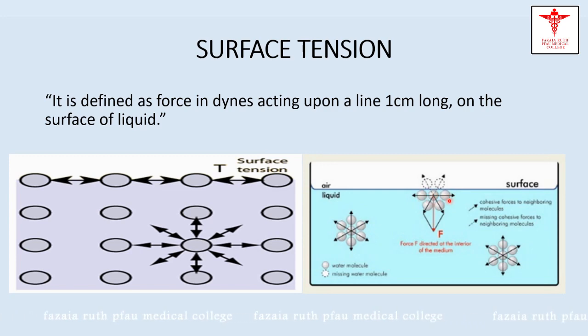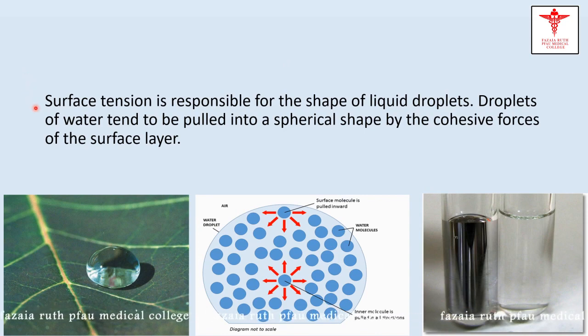As a result, cohesive forces along the surface are strong. They tend to contract the molecules and form a thin film at the surface. So the force or tension required to break this film is known as surface tension. We also come across surface tension in our daily life.